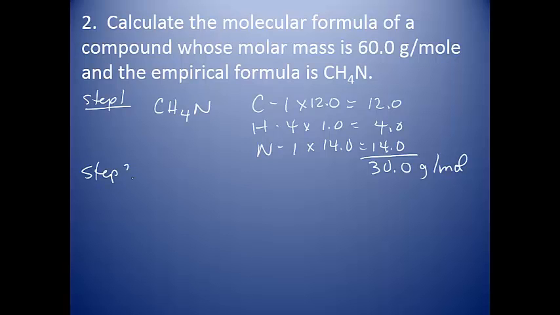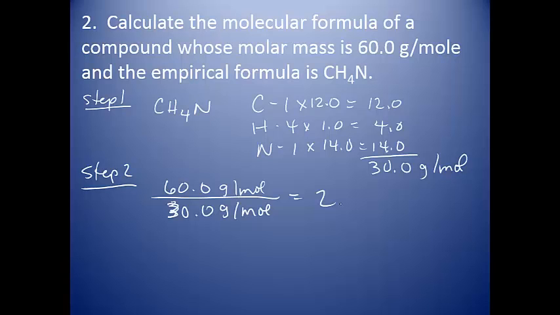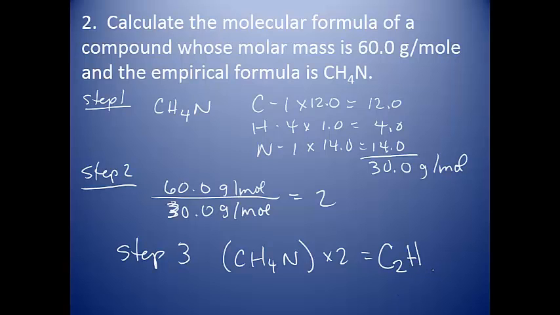And step 2 says that we take our molar mass of 60.0 and divide that by the empirical formula mass of 30, the one we just calculated in step 1. And again, that gives us another multiplier of 2. So our third step is to take our empirical formula of CH4N and multiply that by 2. So our molecular formula is C2H8N2, because we're multiplying everything by 2. Alright, so that's how we do a molecular formula.